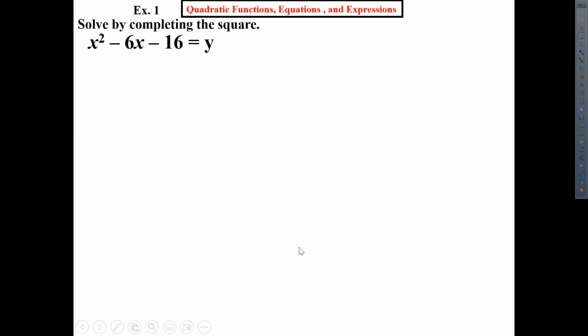Copy this, please. Example 1. And it reads, by completing the square, x squared minus 6x minus 16 equals 0. Write that down.